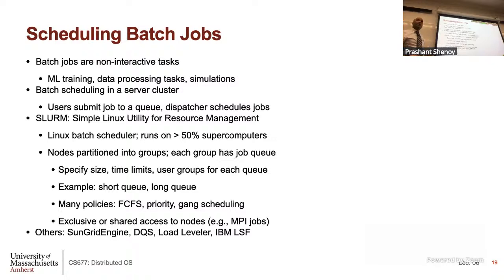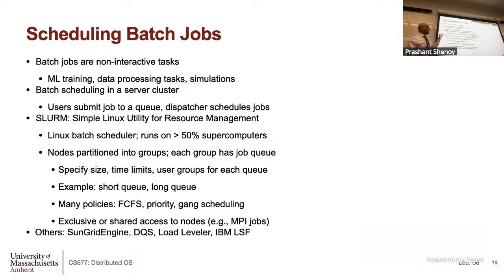Same idea as before. You will essentially have this queue. The queue is going to be at a dispatcher. The dispatcher decides where to run the jobs and so on. There are many flavors of systems in use that have been built over the years. There's a common one called Slurm. That's basically an open source Linux-based distributed scheduler. It's actually an acronym, which stands for Simple Linux Utility for Resource Management.